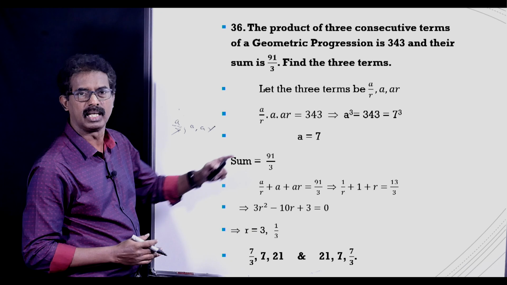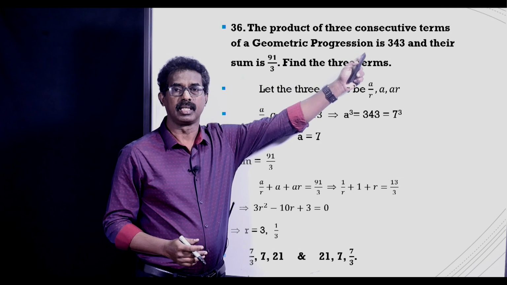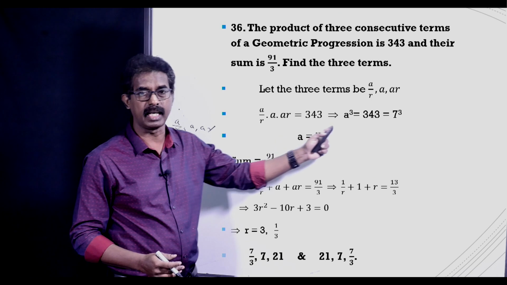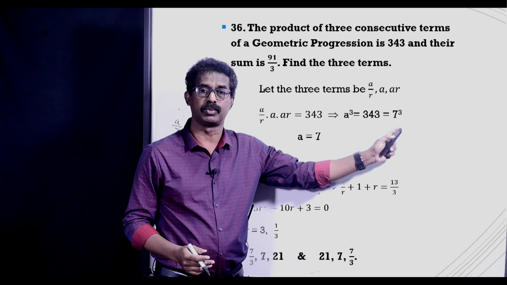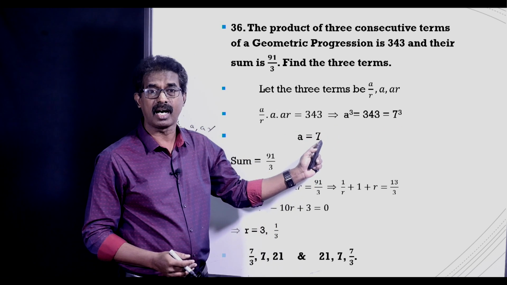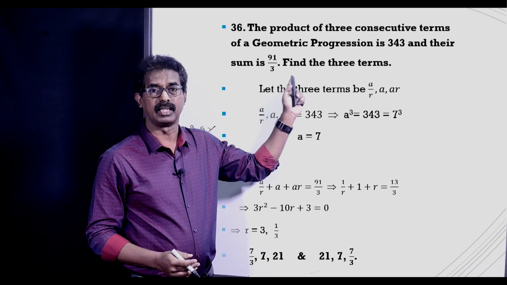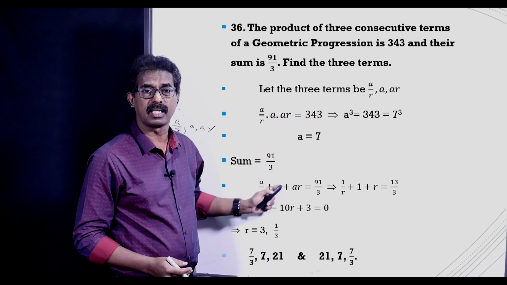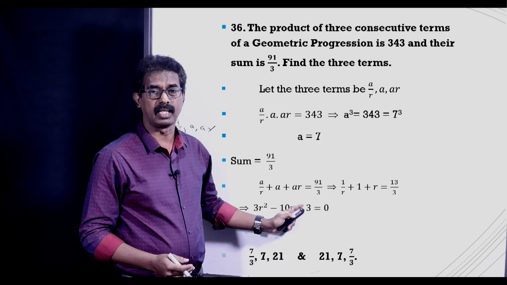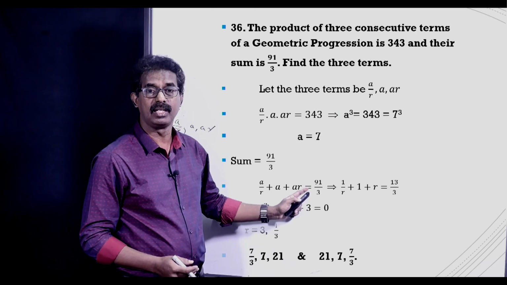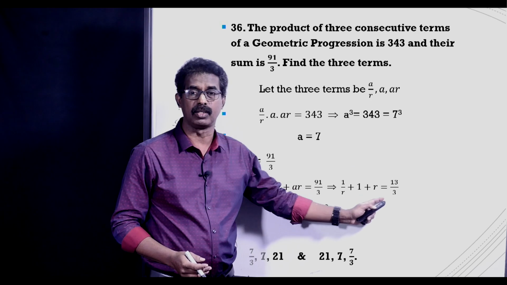So it's a similar question only. The product of three terms is given as 343. So A cube is 343, that is 7 cubed. So A equal to 7. To find R, what they have given is the sum, 91/3. Add all the three terms, 91/3. The A value you know, what is the A value? 7. Substitute and divide by 7, you will get this.